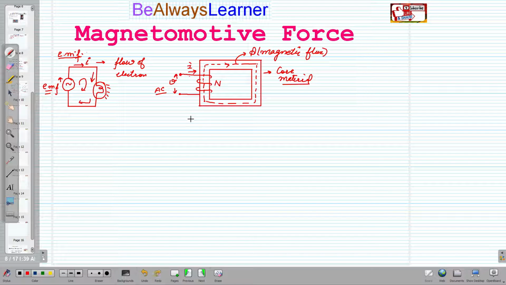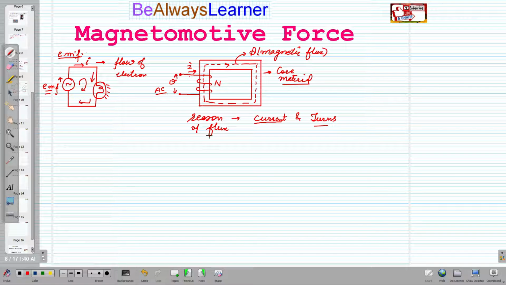So the reason for the flow of flux is the current and the number of turns. We can simply write turns in initial form, N. So these are the two main reasons which give a force to generate the flux in the magnetic circuit.